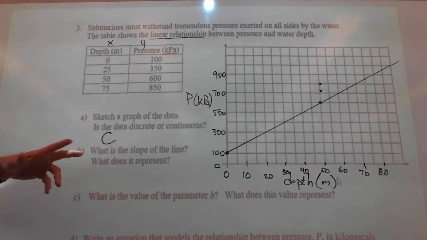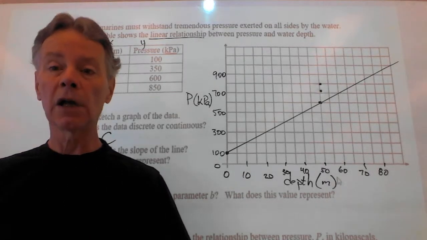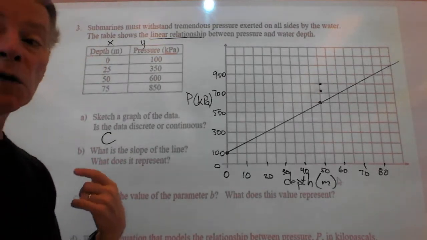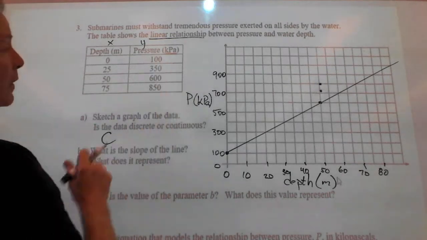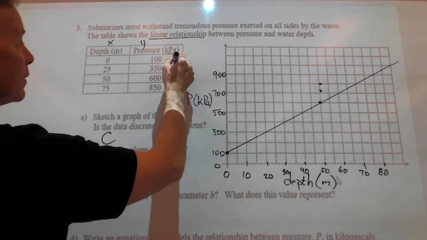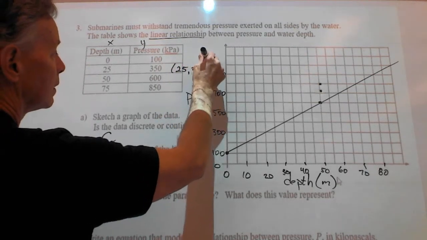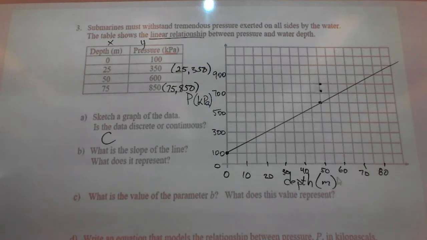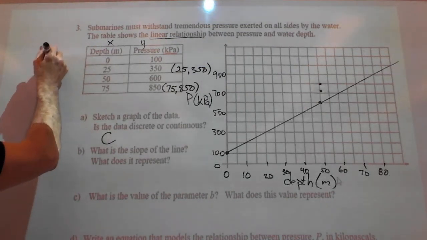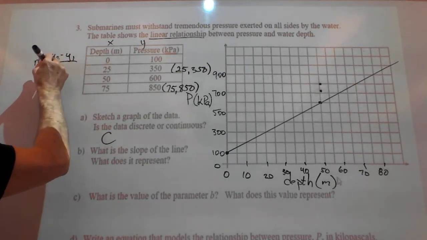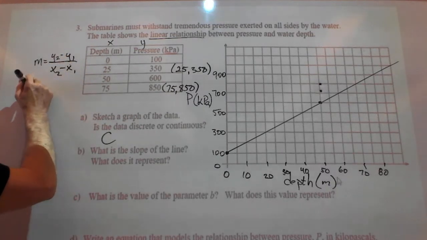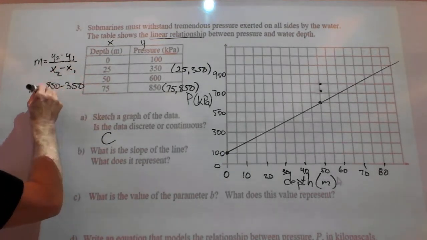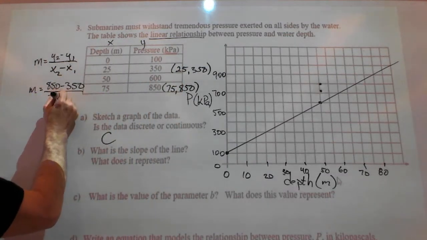What is the slope of the line? Again, anytime they ask for the slope of the line, you're going to have to use the slope formula. So let's use the 2 points we didn't use the first time. You can use any 2 points to find the slope, but we don't want them to feel left out. So these are our 2 points, 25 and 350, 75 and 850. We'll use those to find our slope. Slope equals y2 minus y1 over x2 minus x1. Slope equals y2 minus y1 becomes 850 minus 350, x2 minus x1 becomes 75 minus 25.